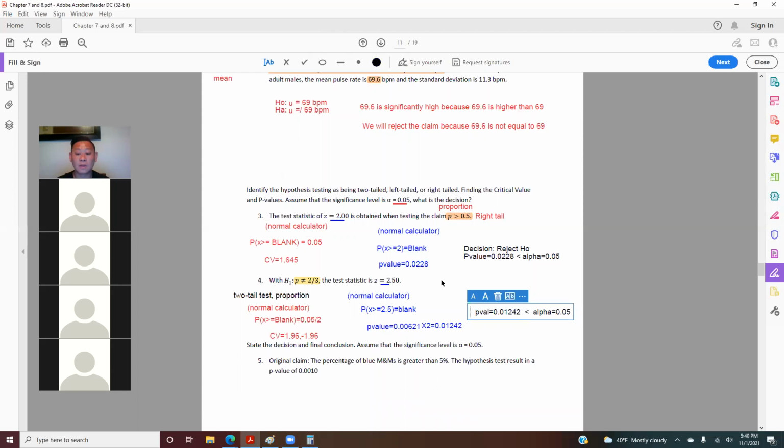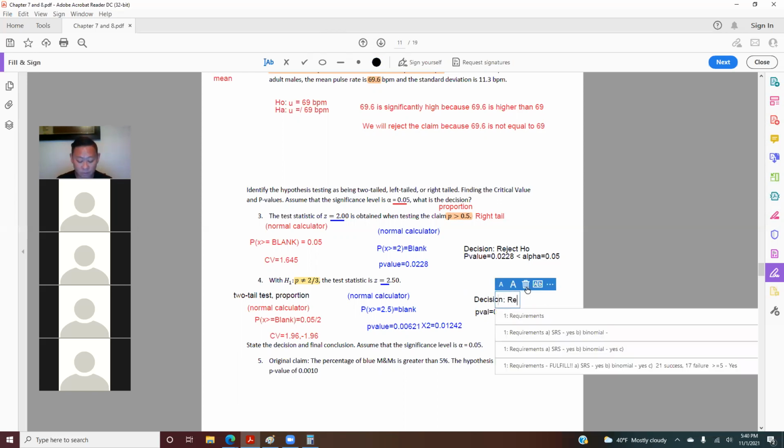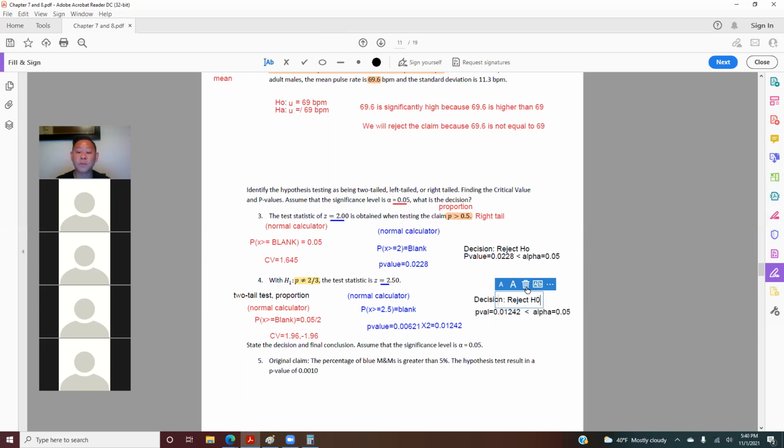Would it be less than? Less than, right? Because this number is less than that number. This is only 1%, okay, 1.2%. So if this is less than, what is the decision? Do we reject or do we fail to reject? We will be rejecting the null hypothesis.